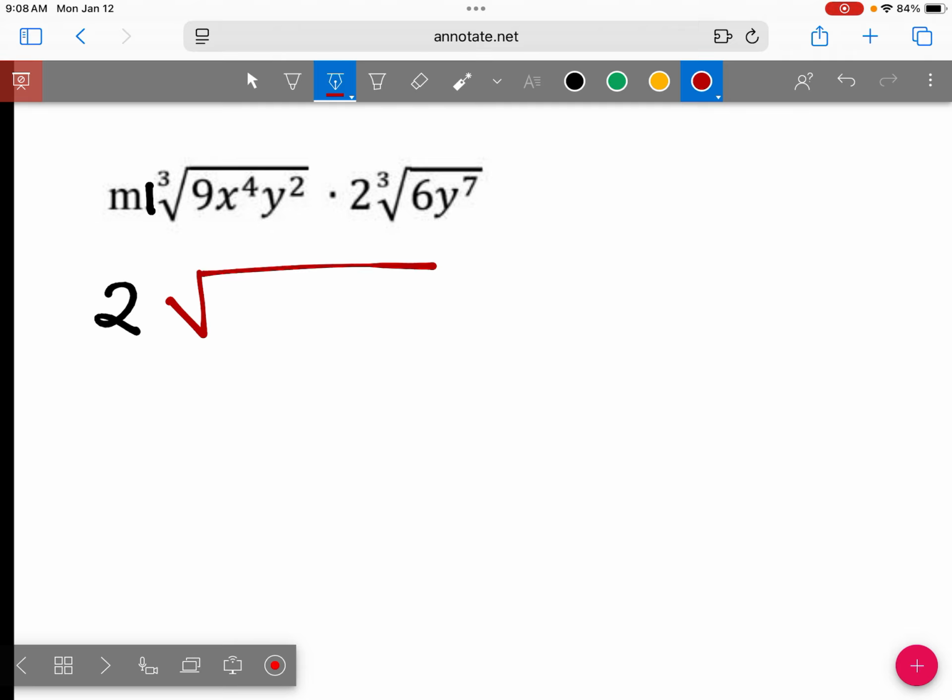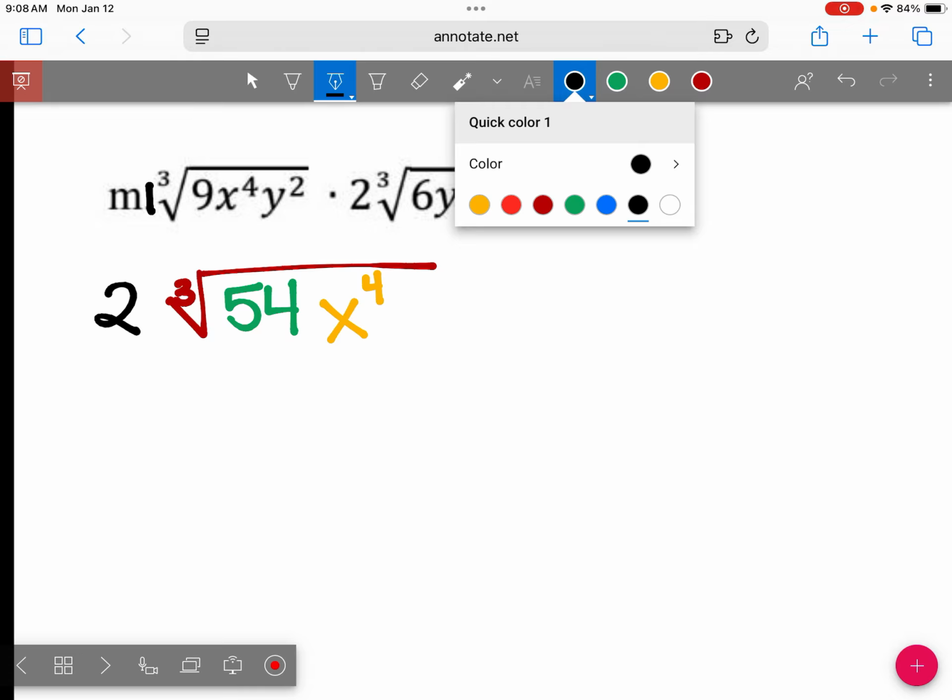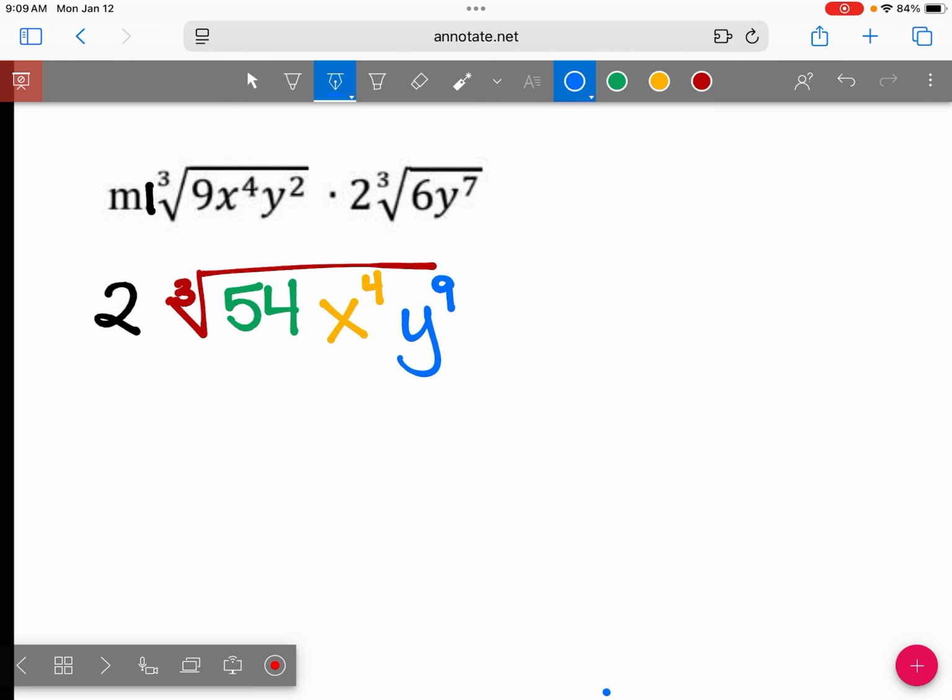Now let's go ahead and build our radical. So we have 9 times 6, which is 54. Put that underneath. And then I have x to the 4th. All right, who remembers, what do I do with the exponents when I multiply? So I have y squared and y to the 7th. Will that be y to the 14th? Do I multiply them? Or would it be y to the 9th and I add them? Add them, good.